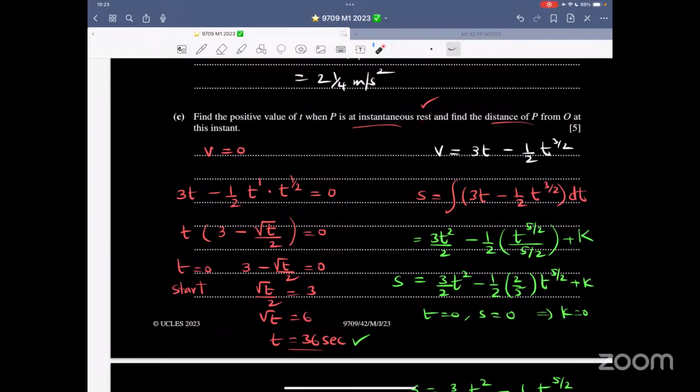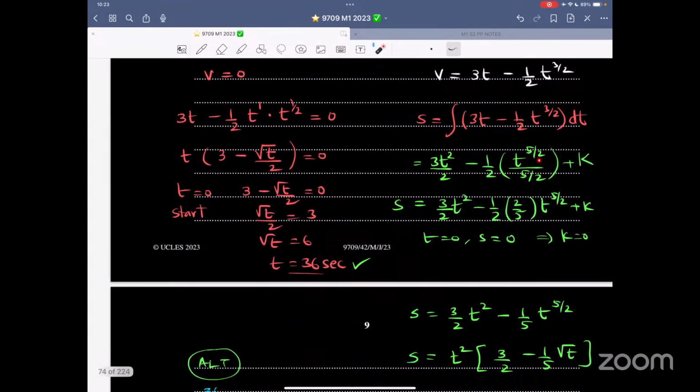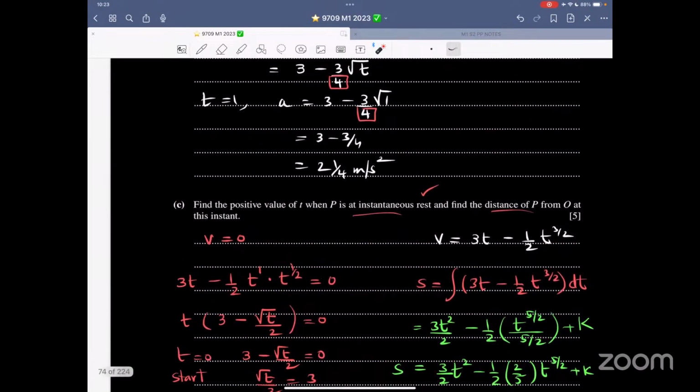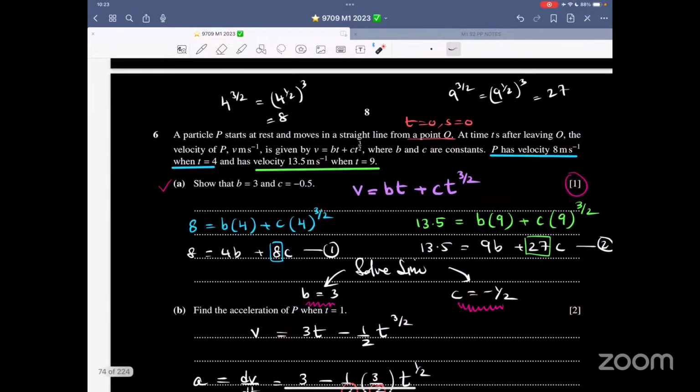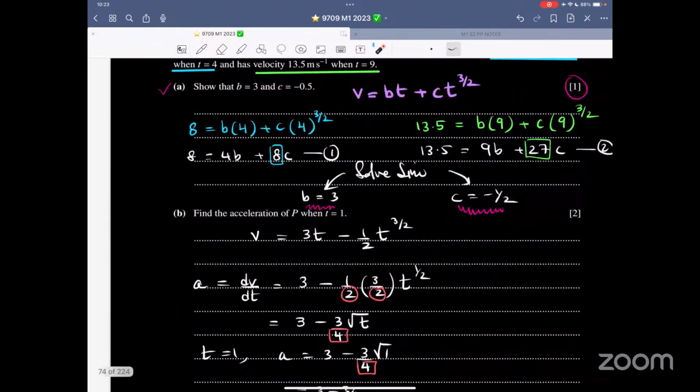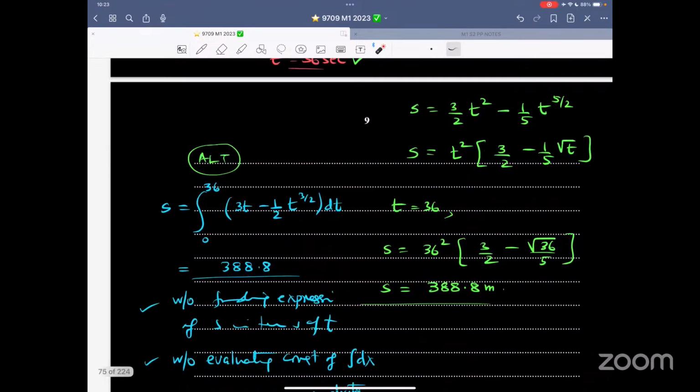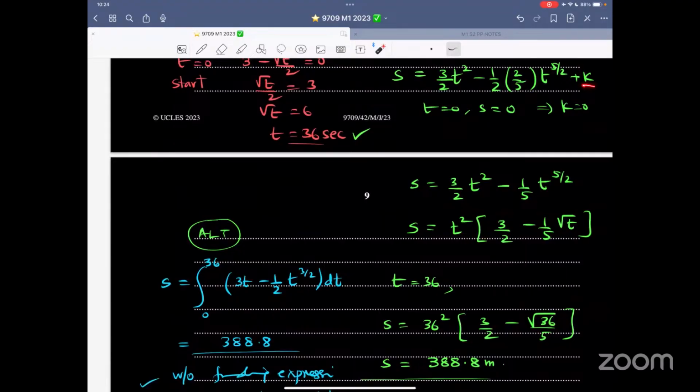And what else is there? Find the distance of P from O. This is the velocity equation. You integrate, simplify everything. When t is 0, s is 0, therefore k is 0. I think they use the constant c, that's why I did not use c over there. So I used another constant. There are many alphabets in the English language. So k comes out to be 0.